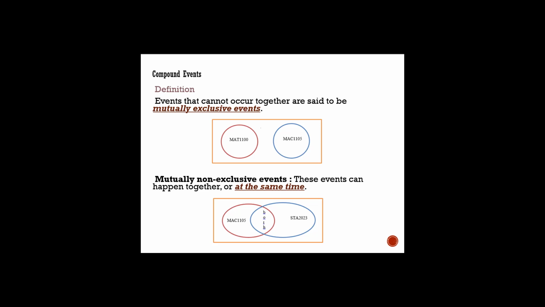You're either taking one or the other, but you're not taking both. Now, mutually non-exclusive events can happen together. You can take, for example, college algebra and statistics at the same time, which is a really bad idea, but you can do it, okay? So these events are called mutually non-exclusive because they can happen together. Now, why are we focusing on these terms is because some of your formulas are going to depend on mutually exclusive and mutually non-exclusive events, and you're going to want to recognize what type of events you're dealing with.